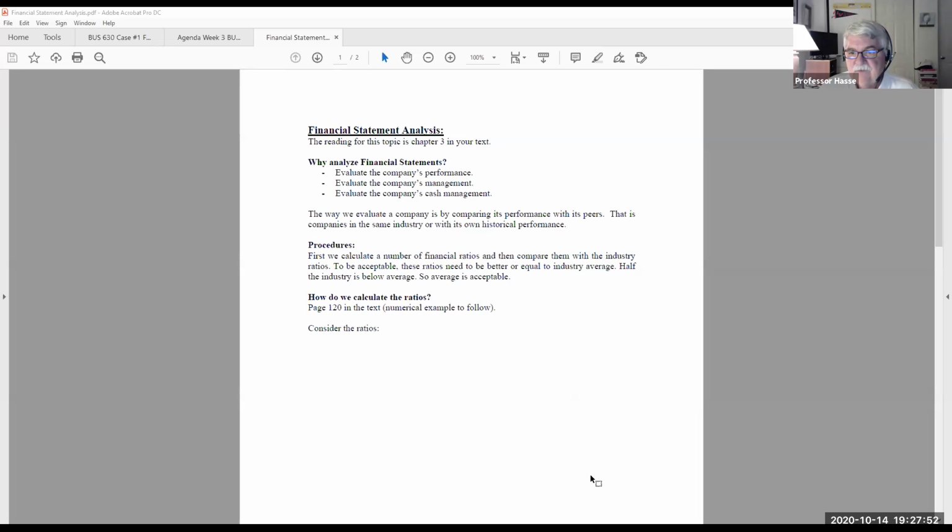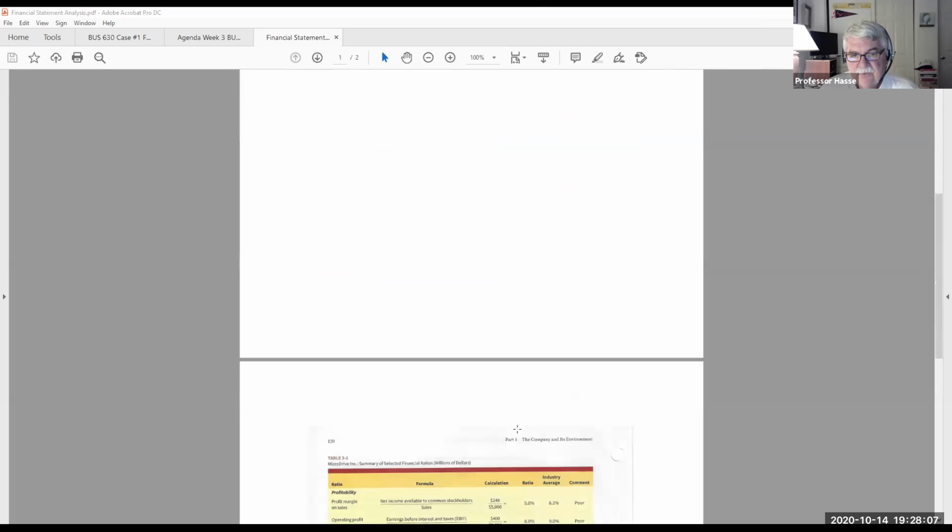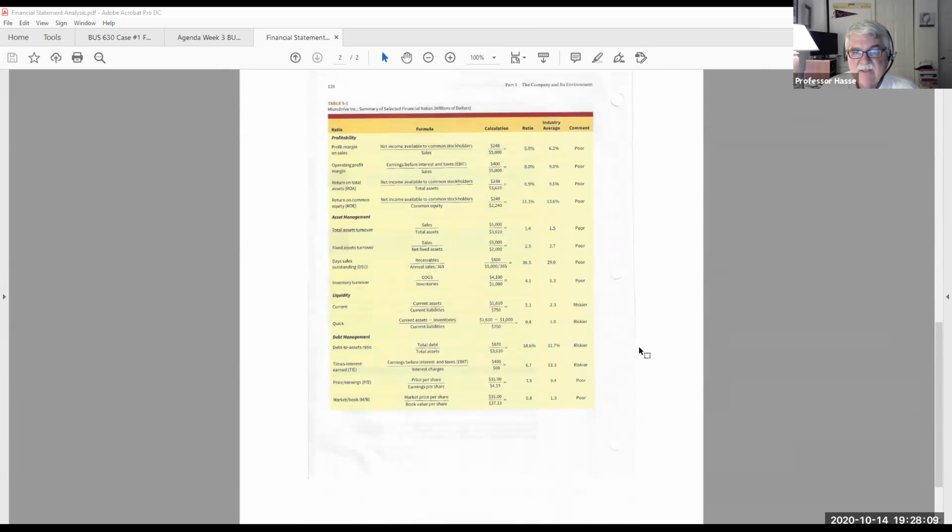Everybody see this financial statement analysis? Brianna, you see that? Thank you. All right, this is taken right out of our textbook. And this is in week 3 in-class review. We're going to talk about this after our break. And this is what we're going to talk about. It's on page 2. This is taken right out of the chapter.